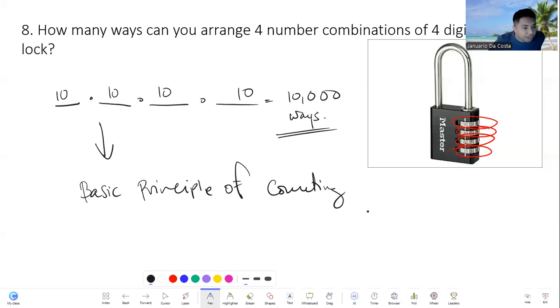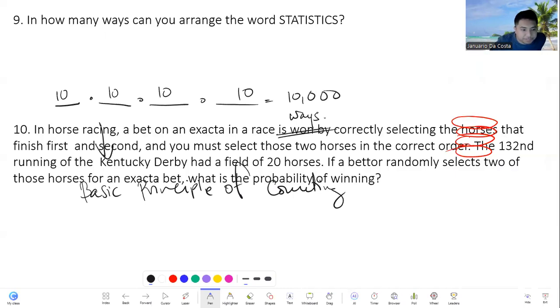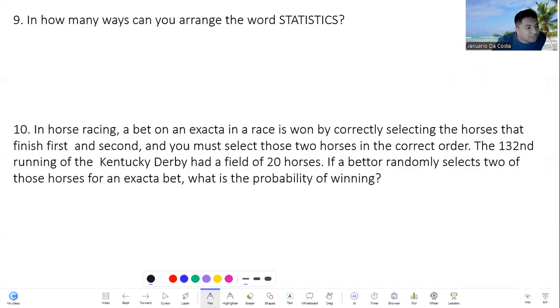Okay. How about this problem? In how many ways can you arrange the word statistics? The word statistics is constituted of S, T, A, T, I, S, T, I, C, and S. How many elements are there? 1, 2, 3, 4, 5, 6, 7, 8, 9, 10.